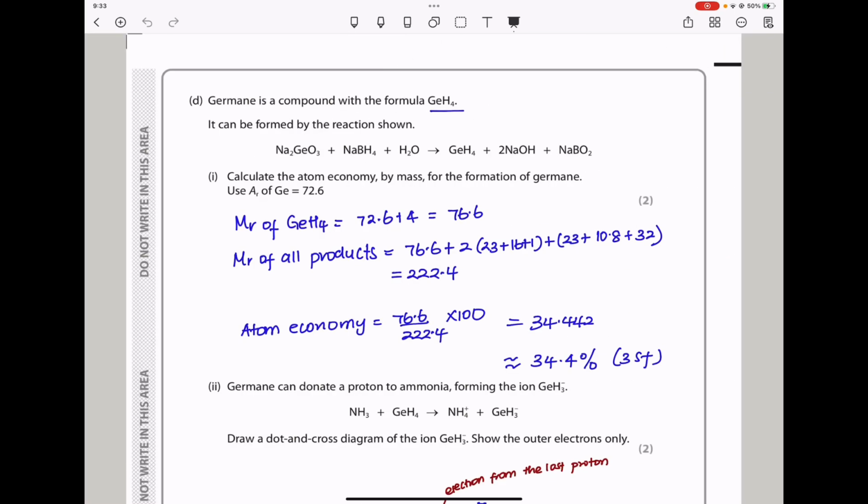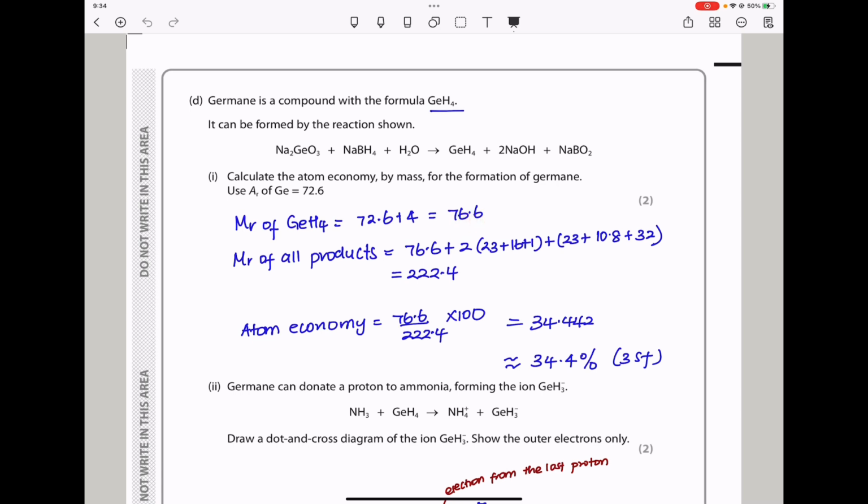Moving on. In part D, germanium is a compound with this formula. They say it can be formed by the reaction shown. So this is the reaction for that. Calculate the atom economy by mass for the formation of germanium. They want you to use the atomic mass of germanium to be 72.6. Since we have the atomic mass, which is that, I wanted to find the molar mass of this compound, which is going to be 72.6 plus 4 hydrogens, and it gave me 76.6.